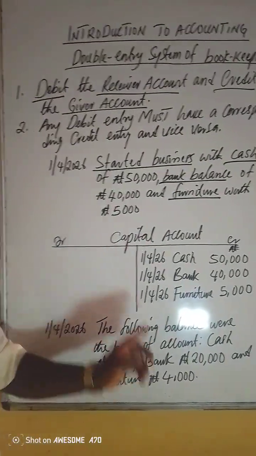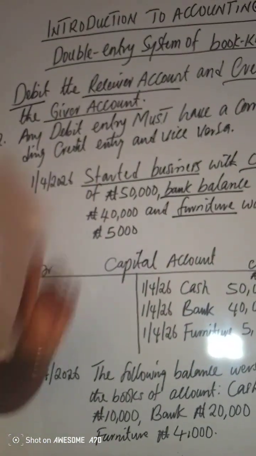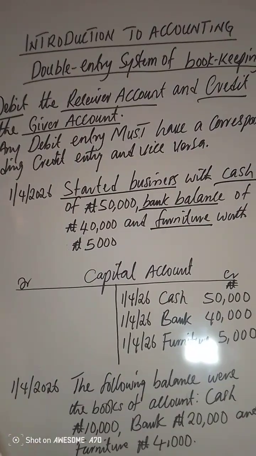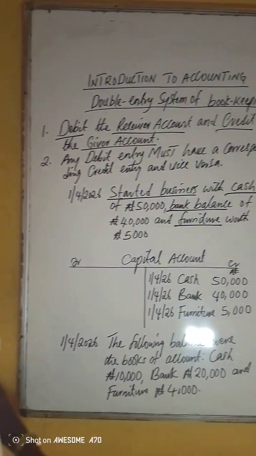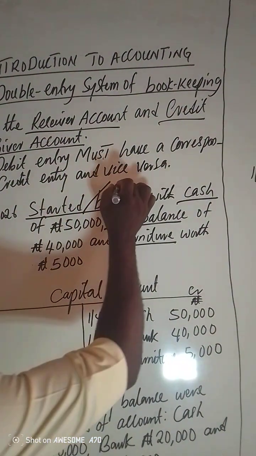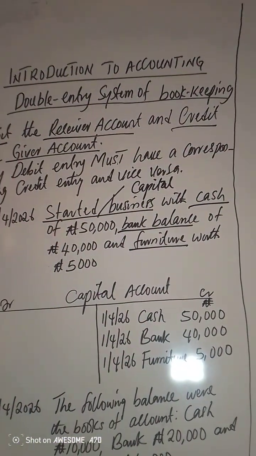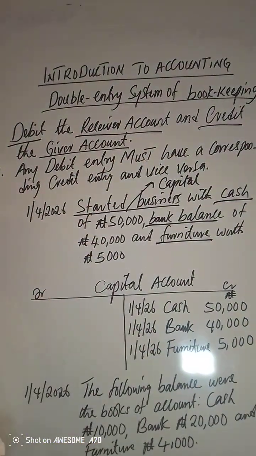Now let's start straightforward. When we say started business here, it means capital. What do you mean? If we start business, we must have capital to introduce into the business. And then started business here becomes the giver account. Started business means capital. You must have capital before you start any business. Then we say started business is capital, and capital is a giver account.